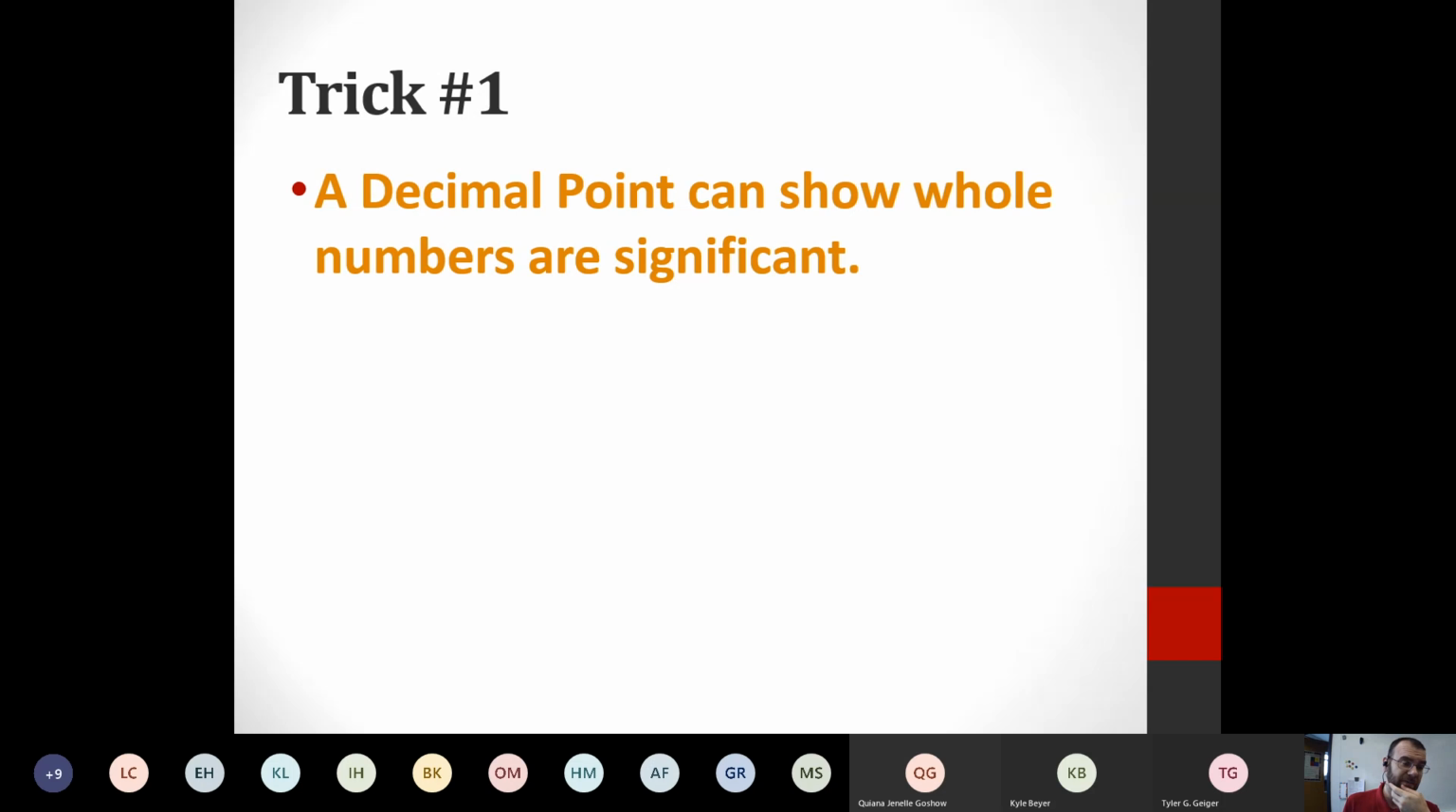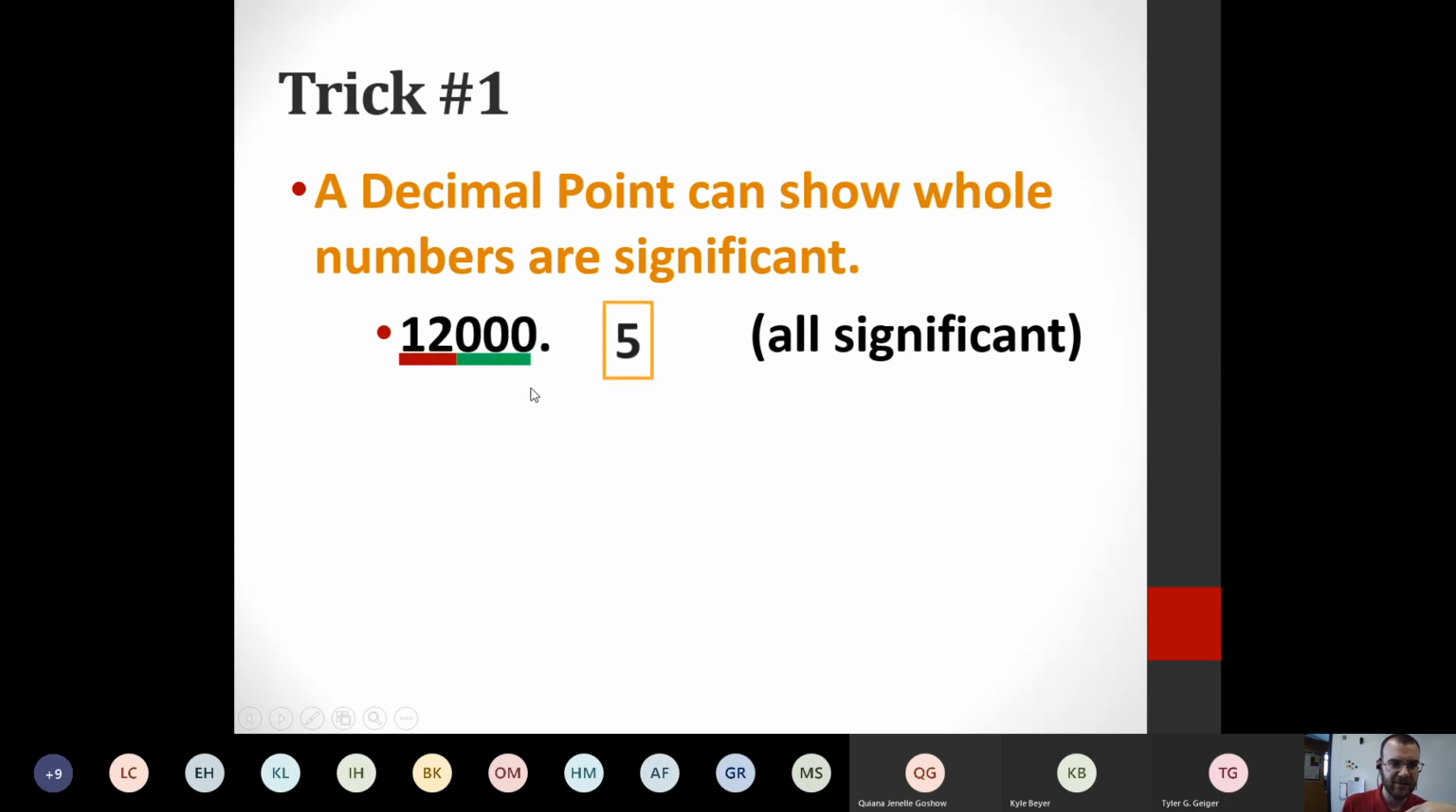First trick. The first trick is we can put a decimal point to show that whole numbers are significant. I use this all the time, and you'll see it all the time. As you see here, that dot only exists to let you know the whole thing's significant. This is only done with whole numbers that look like they have placeholders. This happens a lot. So if you see that dot there, that's just letting you know the whole thing is significant. The dot itself is not a significant digit, but it lets you know that the rest of it is.